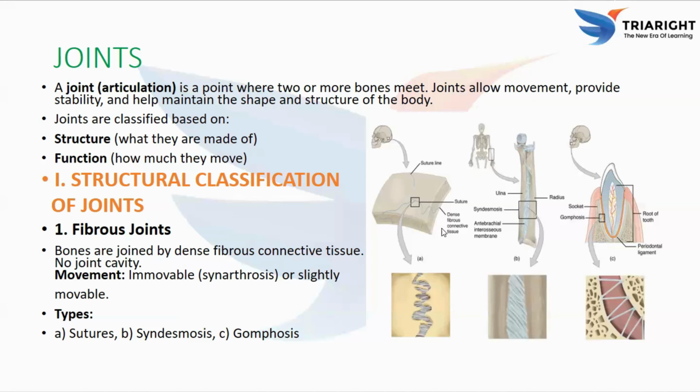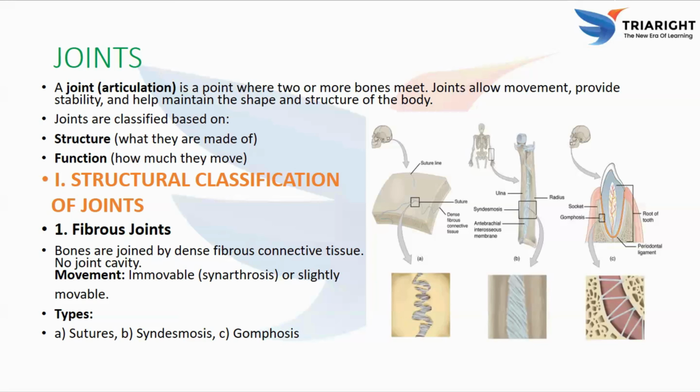So bones are connected by dense fibrous connective tissue. There is no joint space, no cavity between the bones. So they allow no movement or very little movement. Because they are held tightly, they provide stability rather than movement. So if it's immovable, it is synarthrosis, or if it is slightly movable, it is amphiarthrosis. So what are the types of fibrous joints?